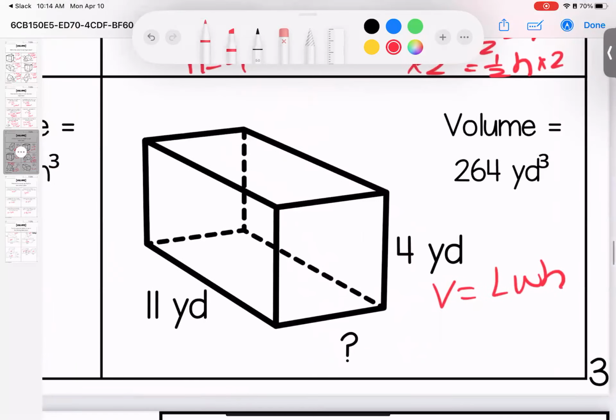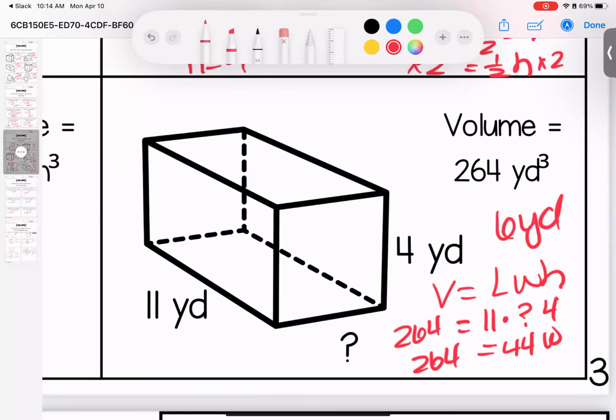Last one, length is 11. Width is unknown. Height is 4. All of that together gives me 264. 11 times 4 is 44, times the unknown width is equal to 264. If I divide to get it by itself, 264 divided by 44 leaves me with 6 yards.